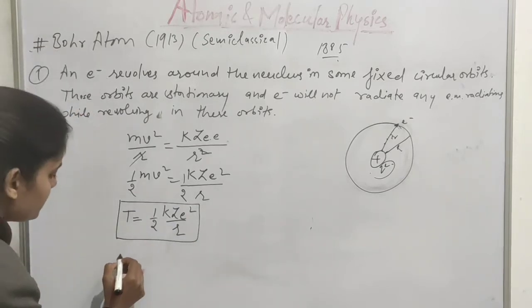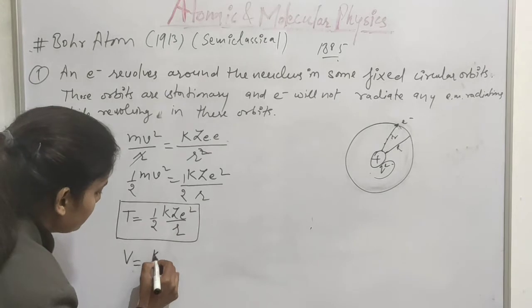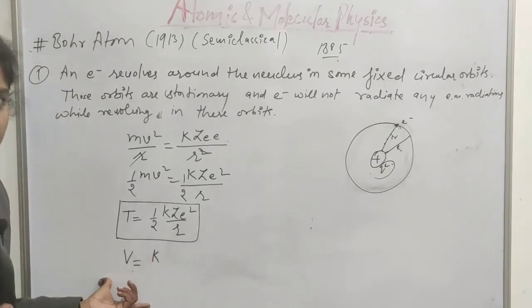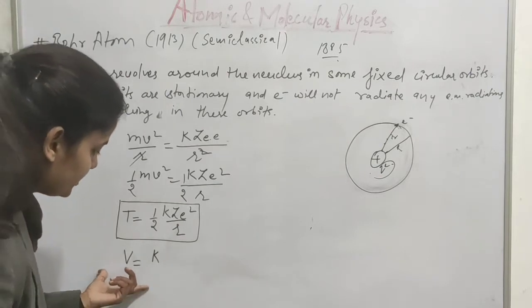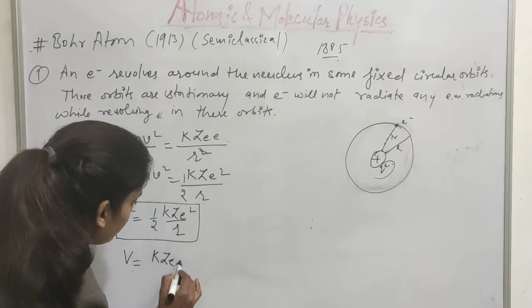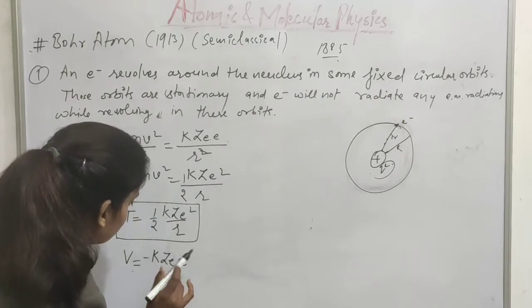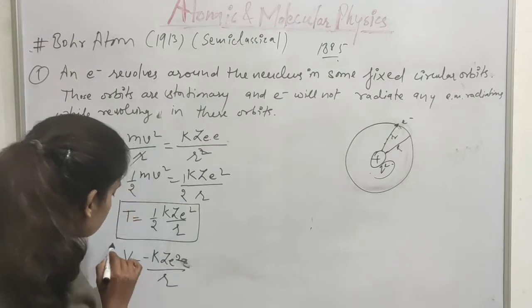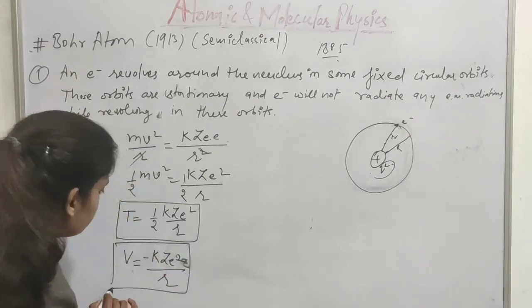Now you know that the potential energy can be written as k q1 q2 over r. In the case of potential energy, the sign is very important, so we will consider the sign. q1 is Ze and q2 is minus e. So we can write this as minus kZe square by r. So this is the potential energy of the electron.